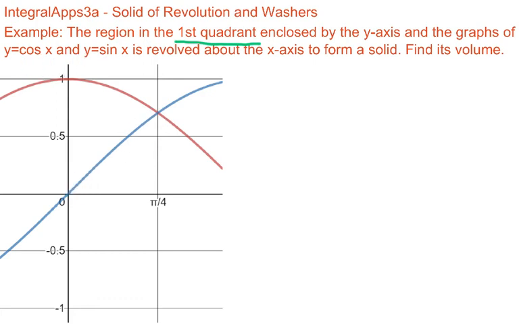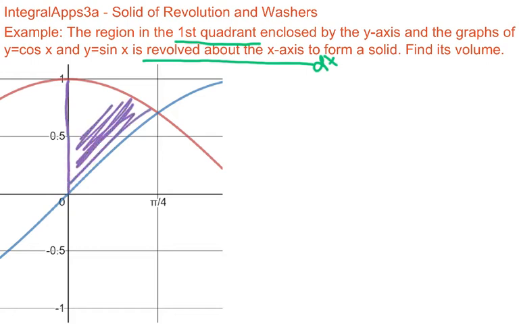If we weren't given this picture, we'd be sketching cosine and sine. First thing, get it in the graphing calculator or sketch it by hand. Then it's revolved about the x-axis. All right, so that's dx to form a solid. Find the volume. So every time you get a question like this, just analyze the wording first. Okay, let's fill in the space. I heard red plus blue is purple, so I'm going to sketch that purple. It's all of this space in here.